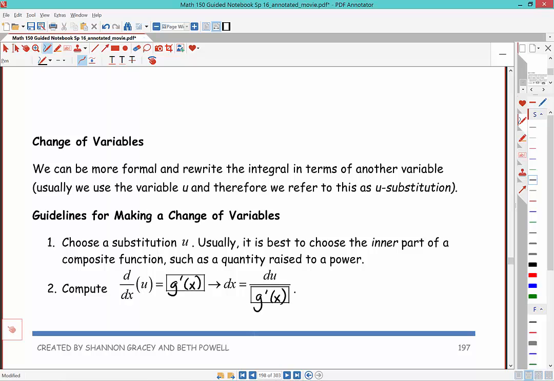Your author says, I'm going to isolate du instead, and you'll end up with g prime of x dx. That is how it's shown in your text. But honestly, if you're going to do it that way, you might as well just use pattern recognition.